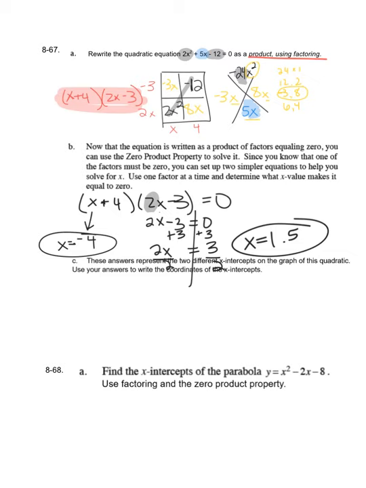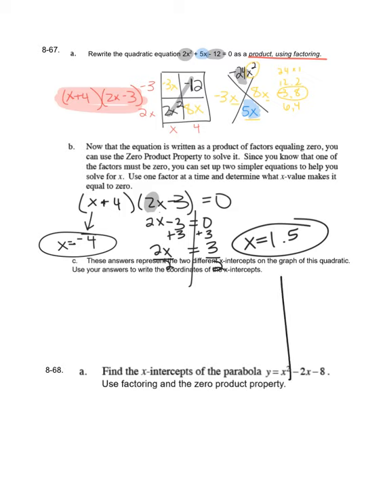Our last step, question C. These answers represent the two different x-intercepts on the graph of this quadratic. Write your answers. Use your answers to write the coordinates of the x-intercepts.